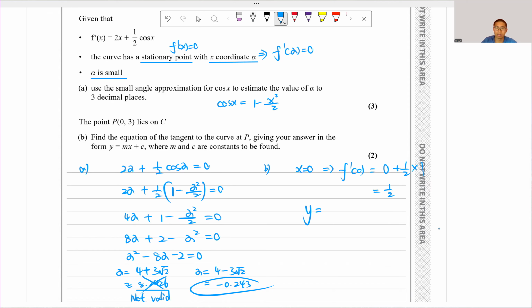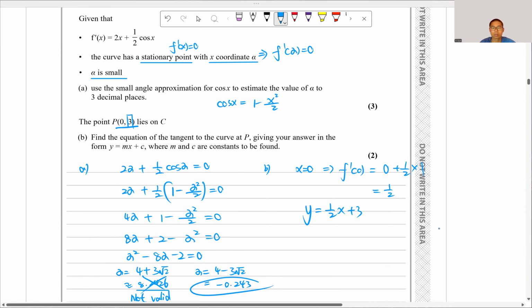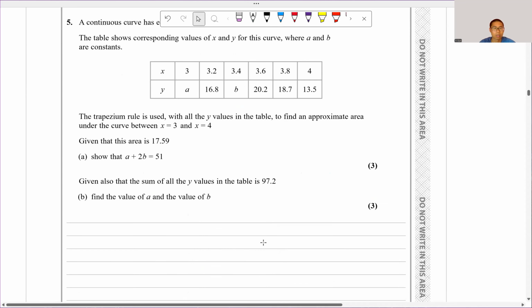So it has to be y equal to half x plus c. And then (0, 3). So 3 is the y-intercept. So it has to be half x plus 3. And that will be our solution for this one. Okay. Let's have a look at the next question.